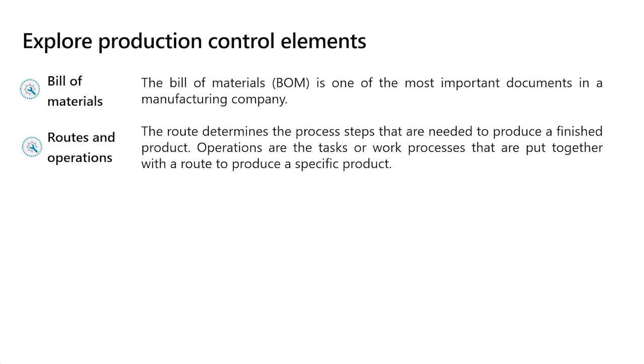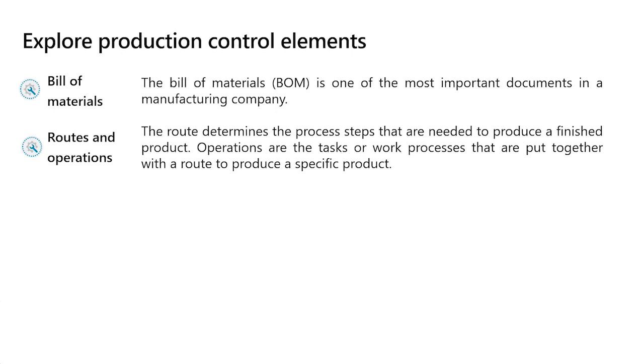So the bill of materials is going to define the materials that are needed. The resource defines where the item is produced, and then the route is going to determine the sequence of events to build that finished product. And then the last thing that we have is the operations. And these are going to be the tasks or the work processes that are being put together with the route to basically produce a specific product. Well, you know what? That was a lot, and I think it might be easier if I just show you how to create a production order.